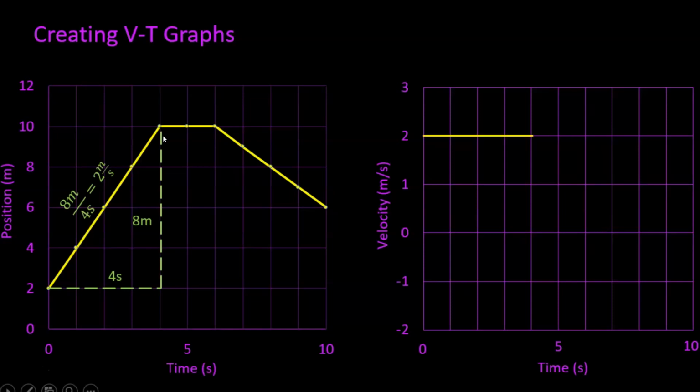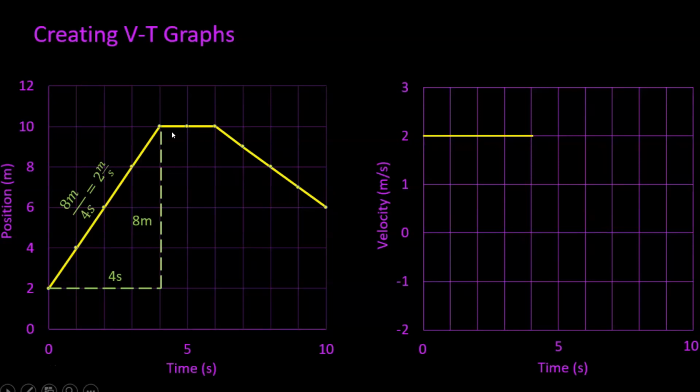Now we need to show that on our velocity time graph. It's a constant 2 meters per second from 0 seconds to 4 seconds. So we draw this flat line from 0 seconds to 4 seconds at 2 meters per second.